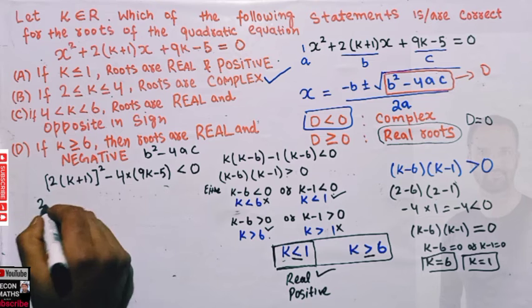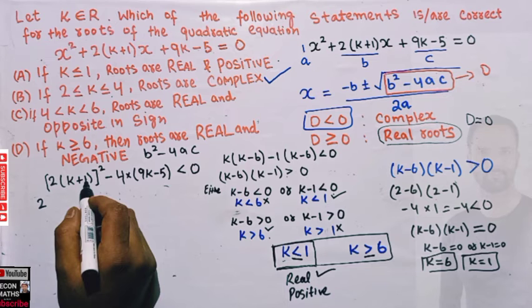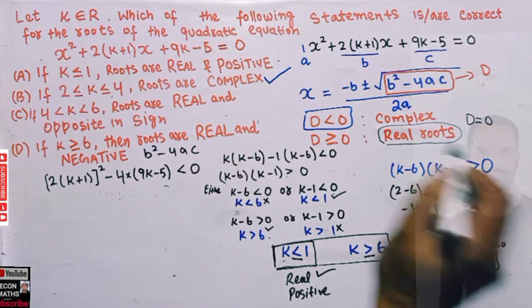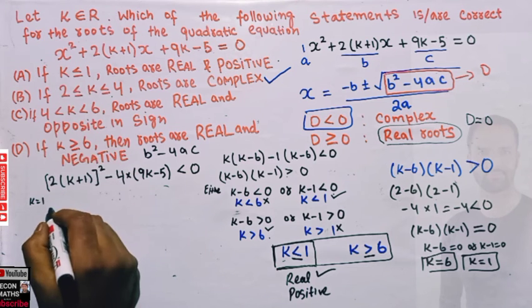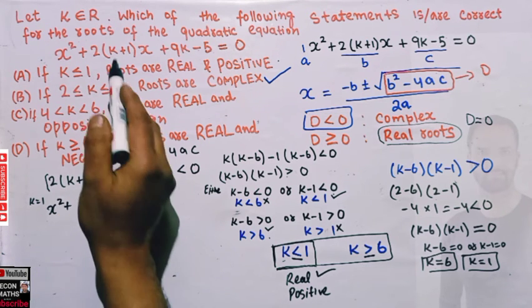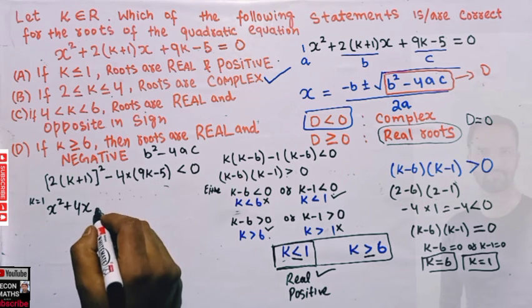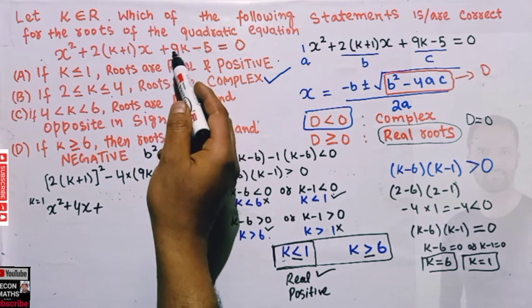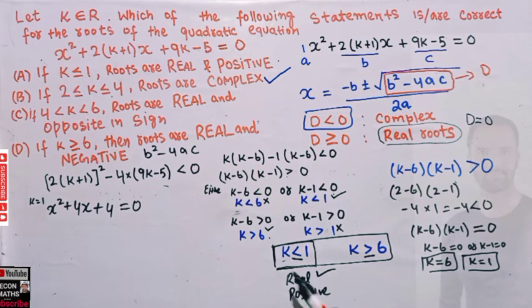So we have here, in place of k, 1. So 1 plus 1 is, let's take it in this equation. So when k is equal to 1, this becomes x square plus, now 1 plus 1 is 2, 2 2s are 4x, so this becomes 4x plus, now k is equal to 1, 9 into k is 9, so 9 minus 5 is 4. We should see what our roots will be when k is equal to 1.